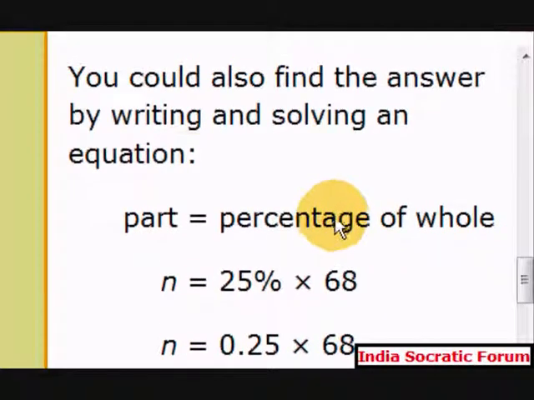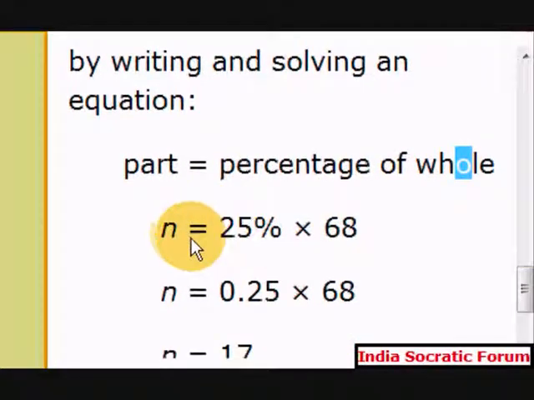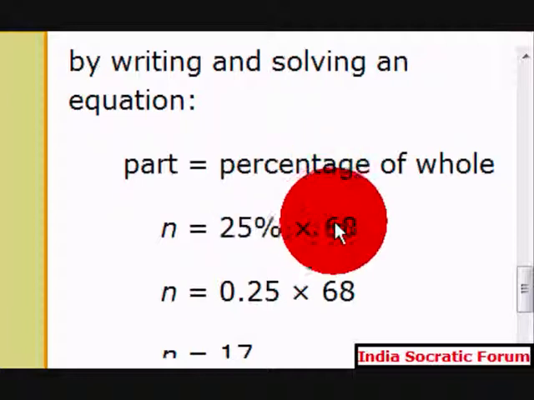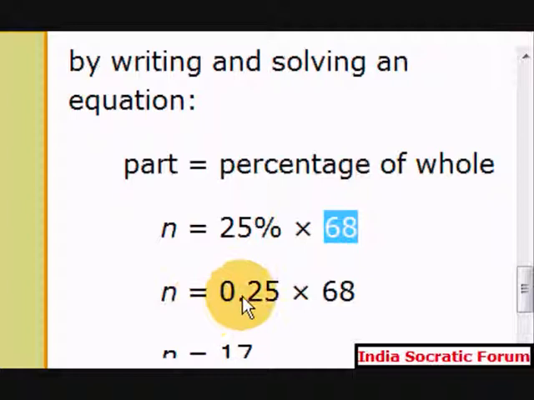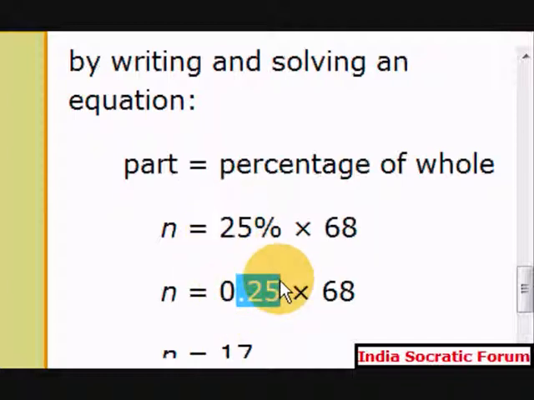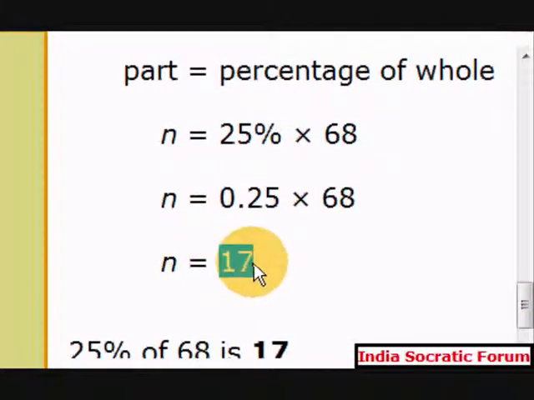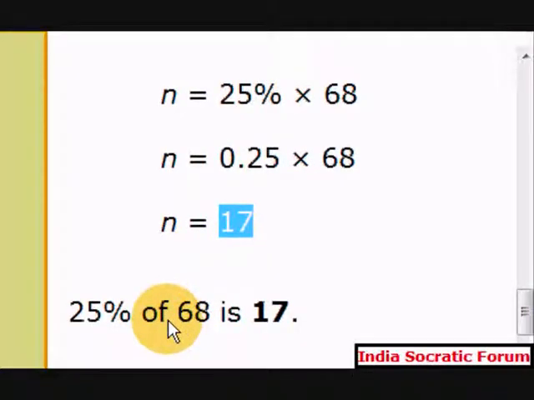Second method, you could also find the answer by writing and solving an equation. Part equals percentage of whole. This is another method. What is the part we are looking for? n. Let's keep it as n variable. That equals 25%, right, multiplied by 68. The whole is 68. n equals 25 by 100. 25% means 25 by 100. Move 2 decimal points, you get 0.25, multiplied by 68. When you multiply these two, you get 17. 25% of 68 is 17.